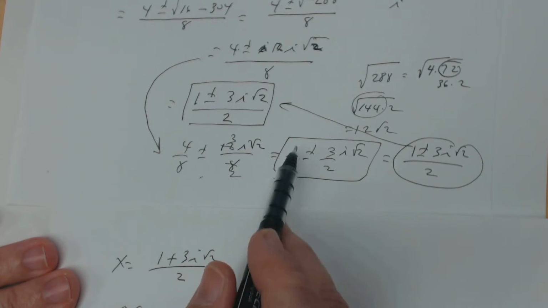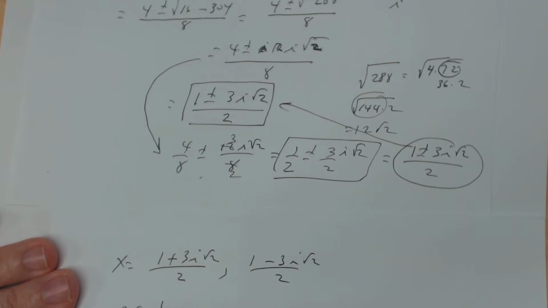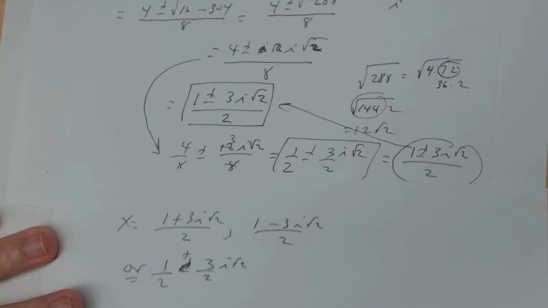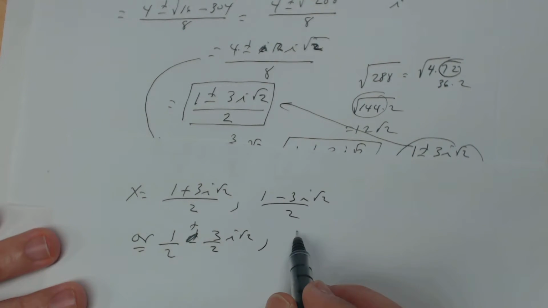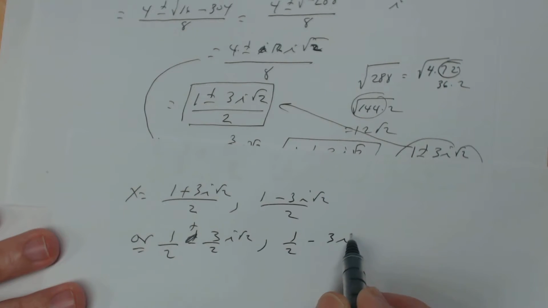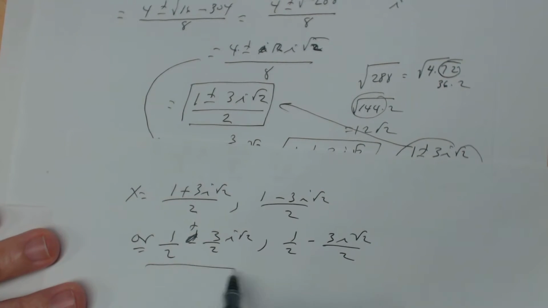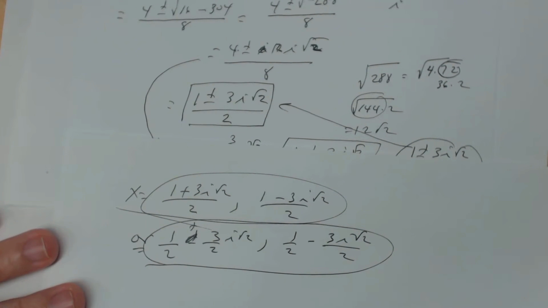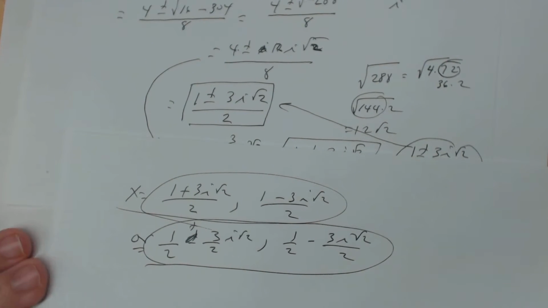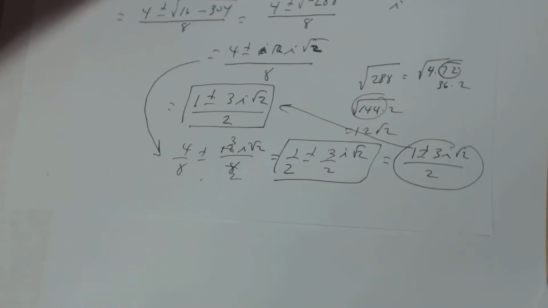Or you could have written it as 2 fractions. So you could have said 1 over 2 plus or minus 3 over 2 i square root of 2. I'm sorry, plus. Okay, there's the plus. So 1 over 2 plus 3i square root of 2 over 2, comma, 1 over 2 minus 3i square root of 2 over 2. So all of those are correct ways of writing the solutions. All right, so that was number 3. All right, let's look at number 4.